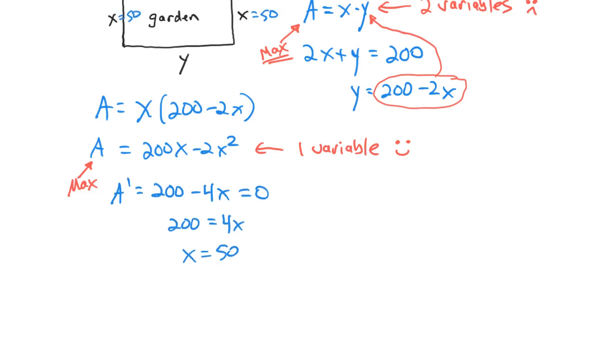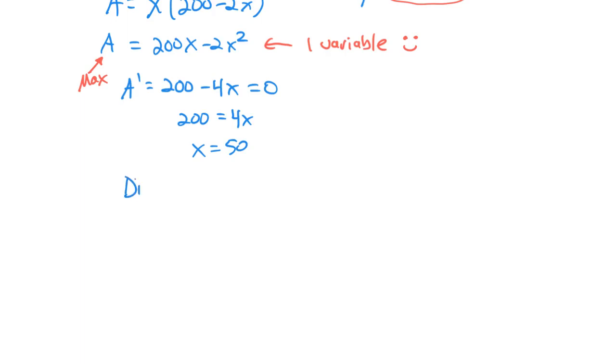So if I look at the original picture, this is 50. This is 50. Then what about y? Well, once we have x, we go back to right here. This is our formula for y. Y equals 200 minus 2x. So in our case, y equals 200 minus 100, because 2 times 50 is 100. So y equals 100. So they said, what dimension should the garden be to maximize its area? To answer the question, the dimensions should be 50 feet by 100 feet.